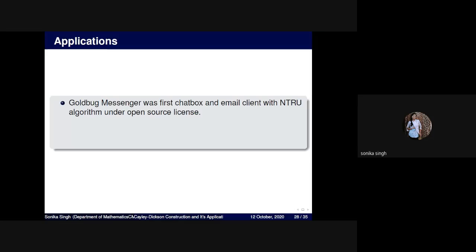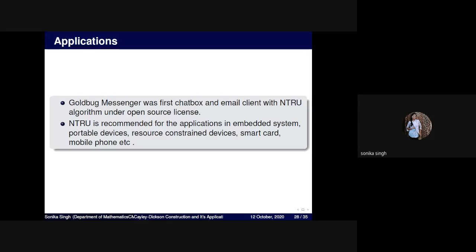Apart from that, we can see the real life applications of the NTRU crypto system. The Goldberg Messenger was the first chat box and email client with the NTRU algorithm under an open source license, and it is more suitable for resource-constrained devices, portable devices, embedded systems, etc. It is much more favorable to those devices where memory is the main concern.